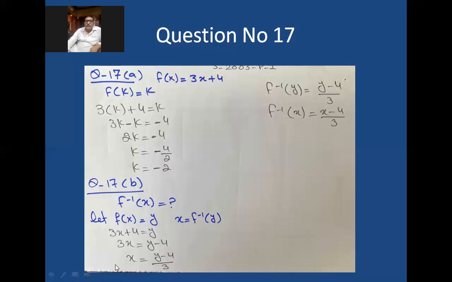So 3x equals y minus 4. x will equal y minus 4 by 3. In place of this x, I will write x equals f inverse y. f inverse y is equal to y minus 4 divided by 3. So I will change the variable here. f inverse of x equals x minus 4 divided by 3. I've changed the variable from y to x. So this is how you will find the inverse of a function, a very important question.